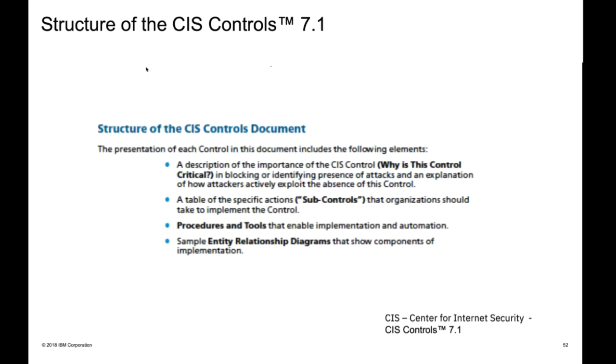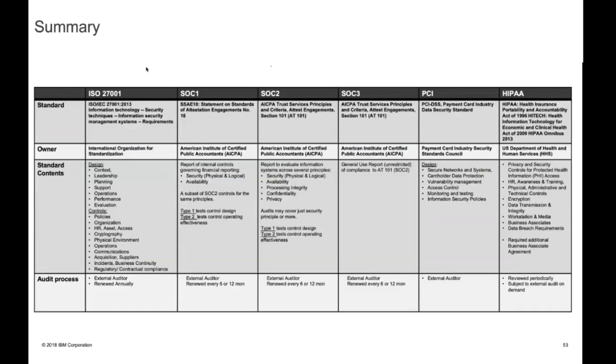So that concludes our talk on different types of controls. I've put a summary of different controls that we've talked about here at the end. And this is just a cheat sheet to kind of try to keep them all straight in your head.